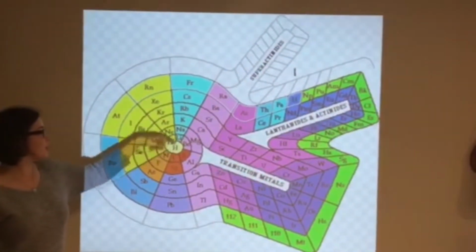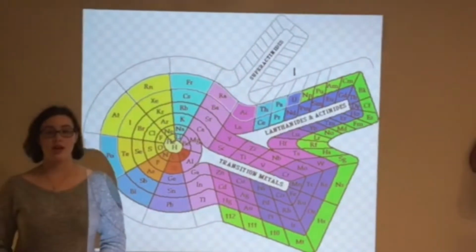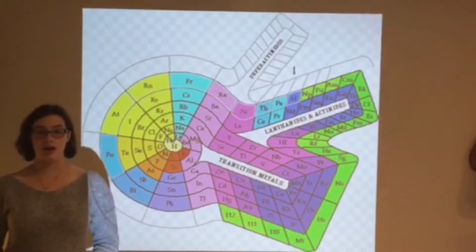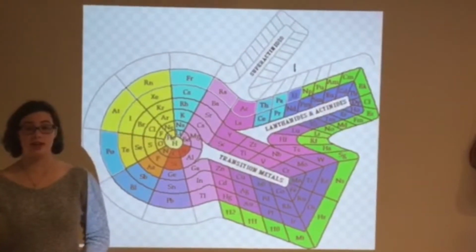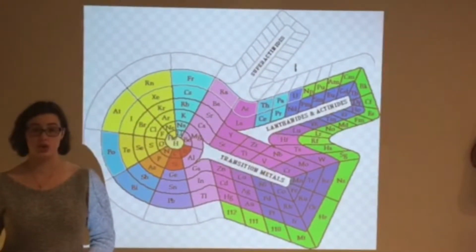The farther from the center of the spiral you get, the more the atomic radius and the ionic radius will increase, and the more the electronegativity and the ionization energy will decrease.